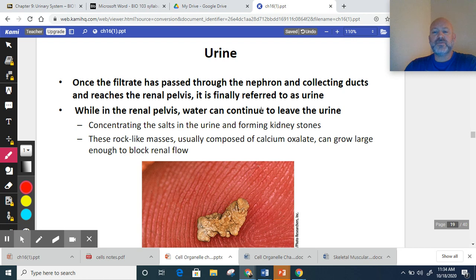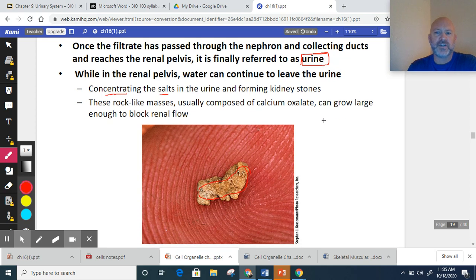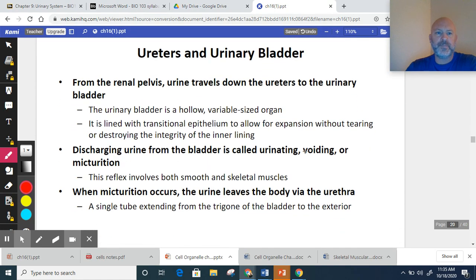Once the filtrate passes through the nephron and then the collecting ducts and reaches the renal pelvis, before it enters into the ureters, that's the point at which we would refer to this as urine, right? Once it's reached filling the collecting ducts, it's urine. Sometimes we have concentrating salts in the urine, and they could develop into stones that could clog the pathway, causing a lot of pain. These rock-like masses are composed of calcium. And sometimes they could grow large enough that they can completely block the flow of urine out of the kidneys.